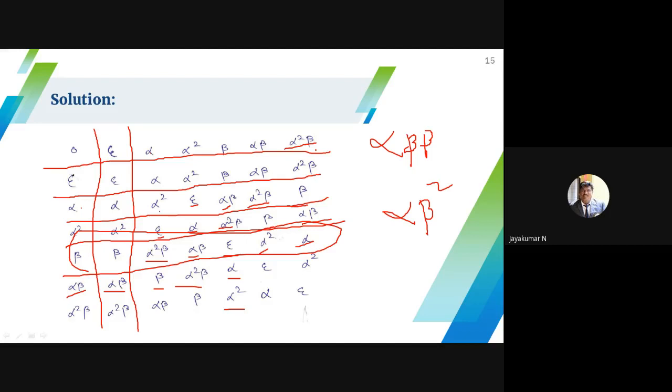So the first 3 rows, no need to find the composition of permutations, I can write them directly. But the next 3 rows you have to work out, then only you can get the answer. Otherwise, the easiest way is just to remember the 6 permutations.